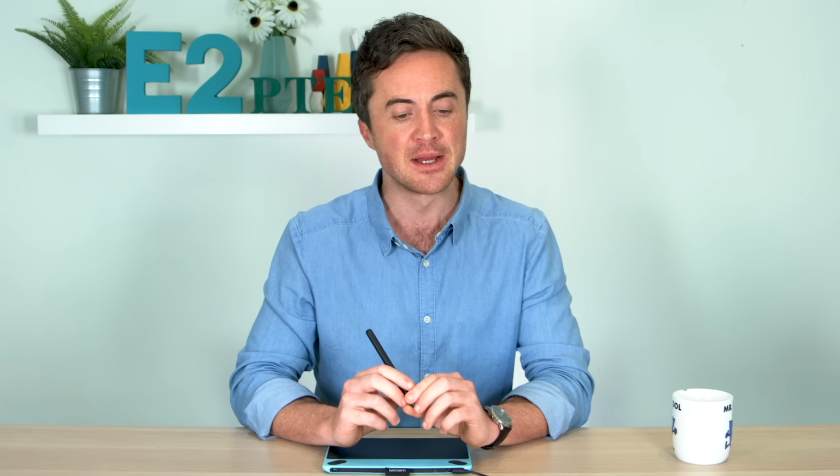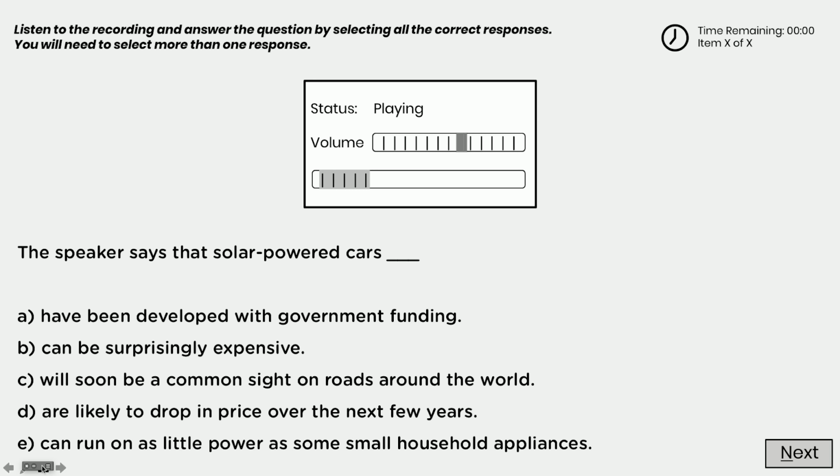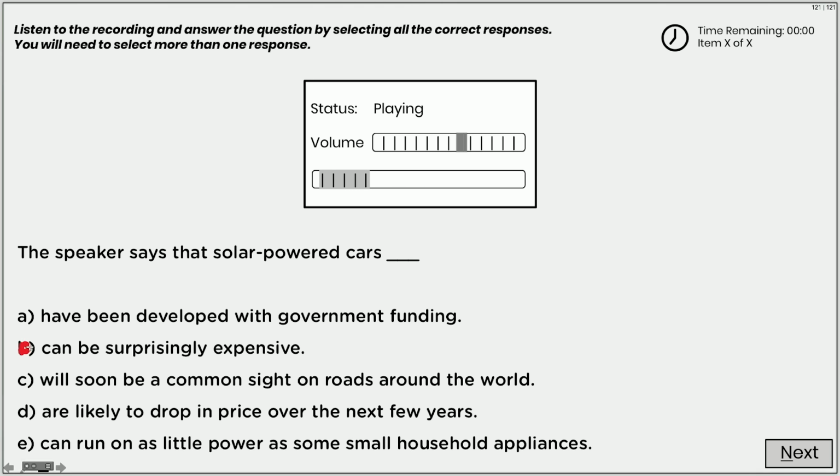Okay, that one was a relatively simple one, by the way, so they can get quite complex in nature in terms of the vocabulary and the specificity of the topic that you will hear. Cool. Let's go through the answers for this one. So the answers are, they can be surprisingly expensive. There was quite a lot mentioned about the price of these solar-powered cars. And there was also something mentioned about running it on the same amount of energy as a hairdryer, so they can run on as little power as some small household appliances. So they are the two correct answer options there. Hopefully you got them right.